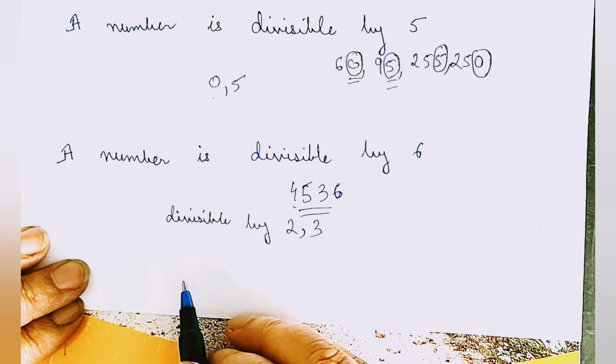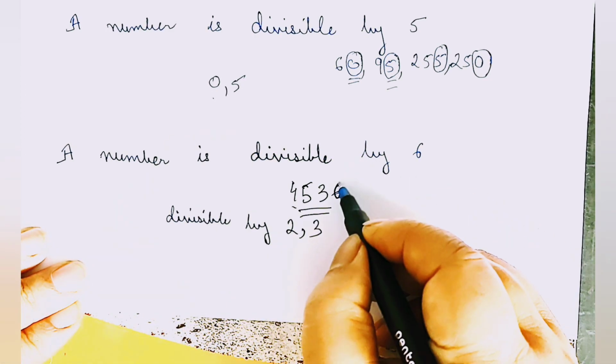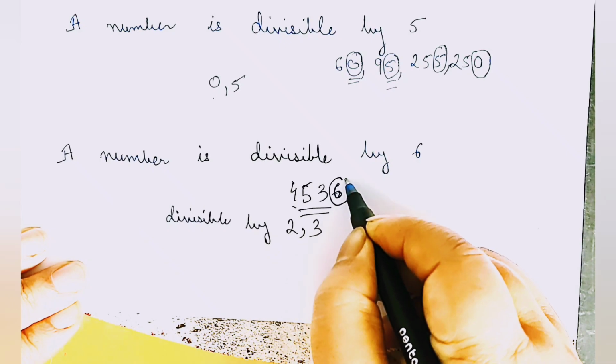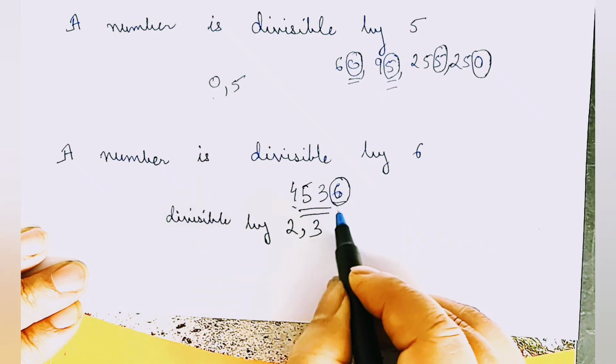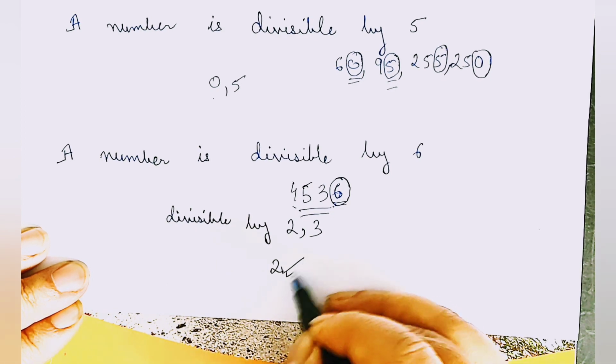Now see, is this particular number, 4536, divisible by 2? What was the condition? The condition was that in the units place it must be an even number. Since this is an even number, it is divisible by 2.